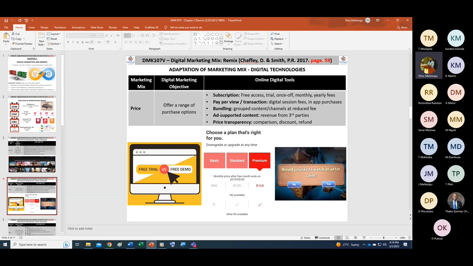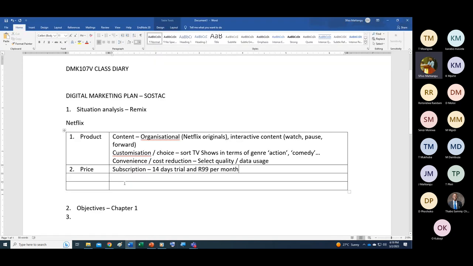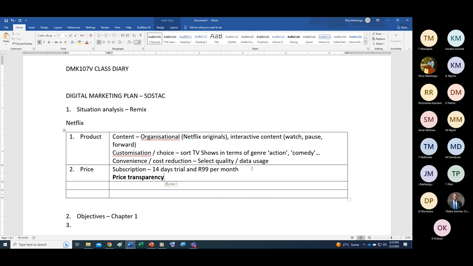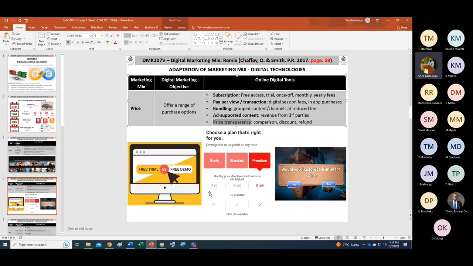Pay-per-view, I don't think we do have anything like that, but if someone says under price transparency, they are transparent about their price in a sense that maybe they show you different options like you see on the slide. And then on the slide there, you see that there's a 99 rand, it provides you with nothing. 139 rand, which is a standard package, it provides you with HD quality and so on.